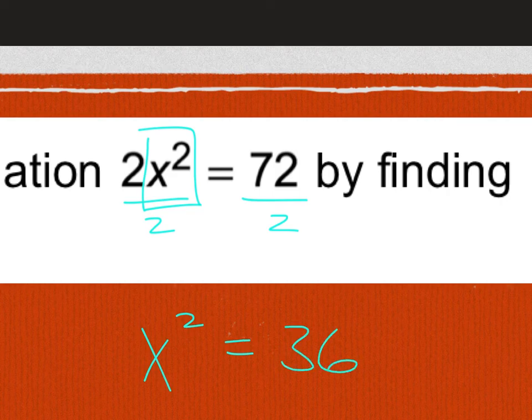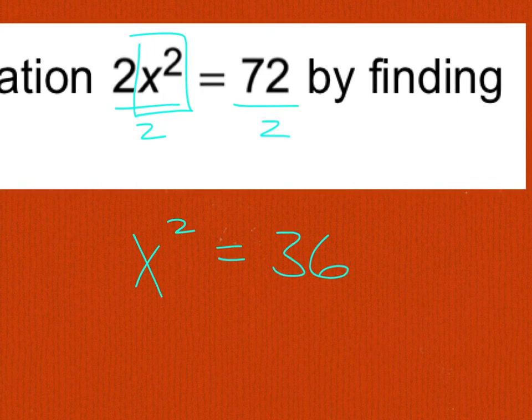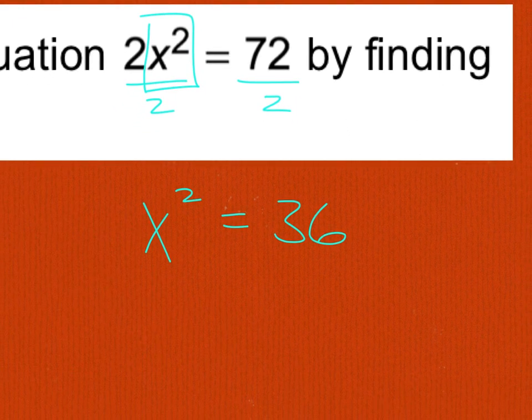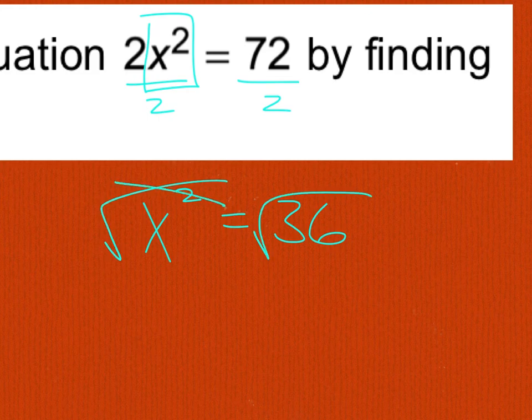36. And then how do you think we can get rid of that squared on the x? By figuring out what 36 is, squared. So we take the square root of both sides. The square root and the squared cancel each other out. So then we're left with x is equal to, what's the square root of 36?